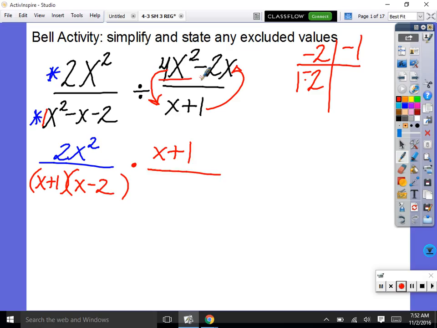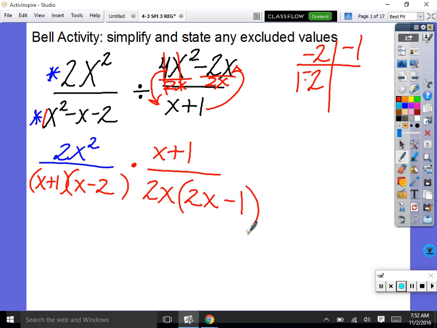It's quadratic, yes, but isn't there something in common here? A 2x, so we'll pull out 2x. So then we'll divide both by 2x to see what's left over. This is where a lot of people mess it up. 4 divided by 2 is 2. X squared divided by x is x. And then minus 1. Very good.